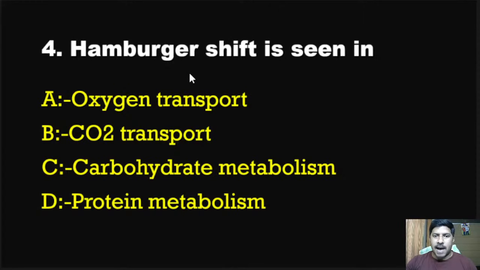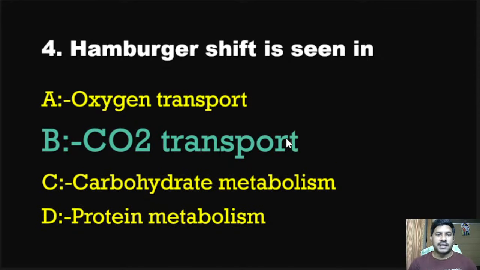Fourth question. Hamburger shift is seen in: oxygen transport, carbon dioxide transport, carbohydrate metabolism, protein metabolism. The other name of hamburger shift is chloride shift. It is usually seen in carbon dioxide transport.